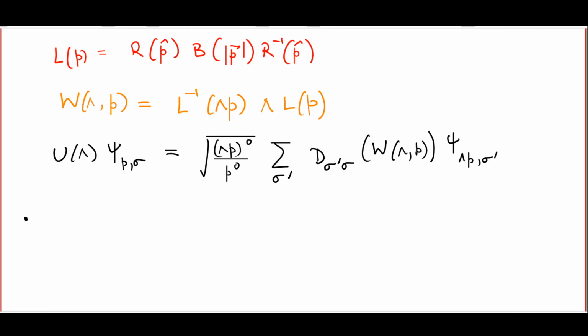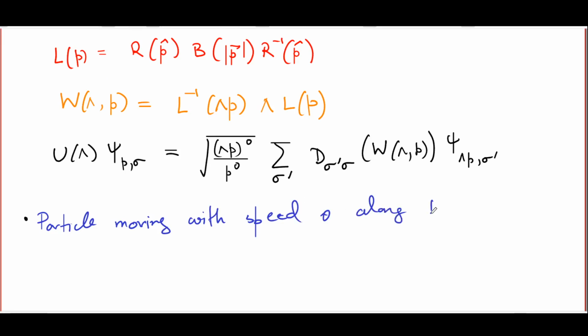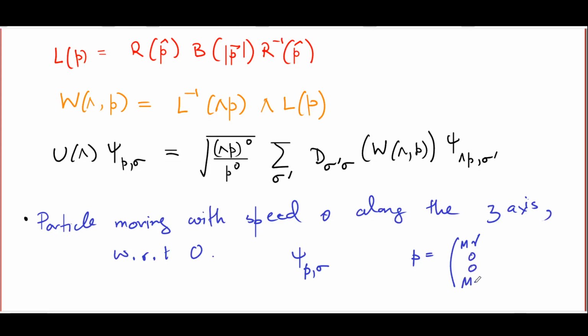The first example we will consider is actually a very, very simple example. Consider a particle moving with some velocity or with some speed v along the z-axis. Of course, whenever you make such a statement, it's always with respect to some observer. So this is with respect to an observer O. And let's say the state of this particle is defined by this psi p sigma, where p, of course, is a 4 momentum: (m gamma, 0, 0, m v gamma).